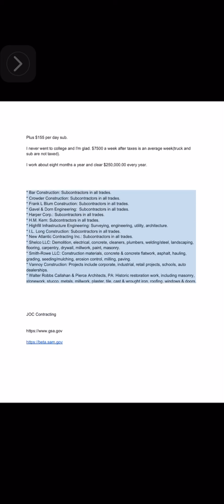Vano Construction. Projects include corporate, industrial, retail projects, schools, auto dealerships. Walter Robbs Callahan and Pierce Architects, Pennsylvania. Historic restoration work, including masonry, stonework, stucco, metals, millwork, plaster, tile, cast and wrought iron, roofing, windows and doors. Jock Contracting. https://www.gsa.gov. https://beta.sam.gov. StartEngine.com. SeedInvest.com. Crowdfunder.com.